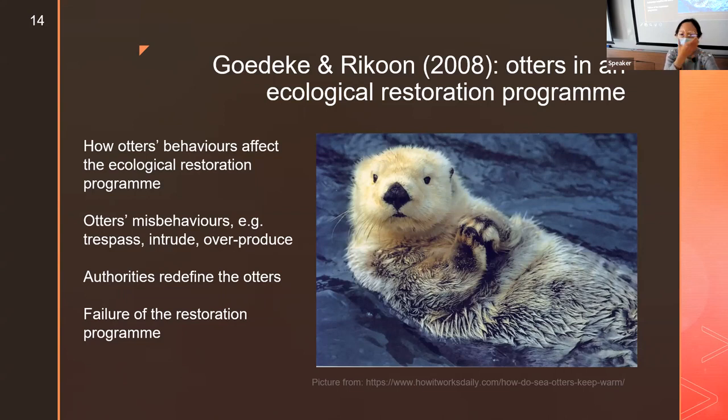However, they found that it was not necessary, because the otters misbehaved. They trespassed boundaries, they intruded into people's houses, and they overproduced. These misbehaviors of the otters resulted in the failure of the restoration program, because the authorities redefined otters as animals that did not need to be protected anymore. So I think this is an example that vividly shows how otters, as non-human actors in this case, misbehaved and led to the failure of the restoration program.